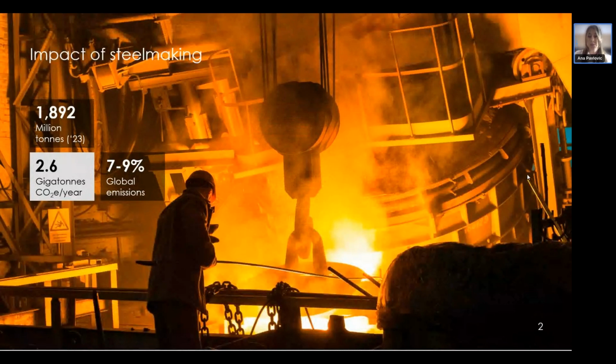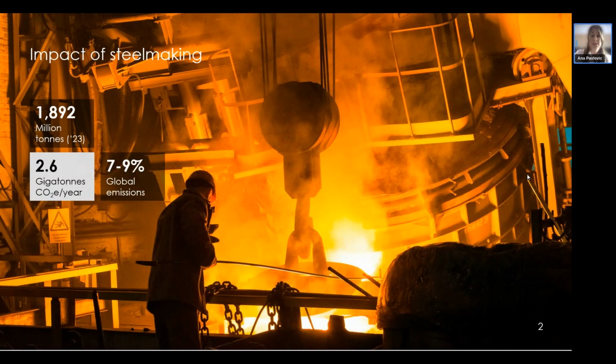The impact of steel making is currently at the level of 7 to 9% of global emissions. It emits around 2.6 gigatons every year, which is a huge number. However, this is not only because the steel making process is quite carbon intensive, it's also because we use quite a lot of steel. Just last year, we manufactured around 1.9 thousand megatons of steel.